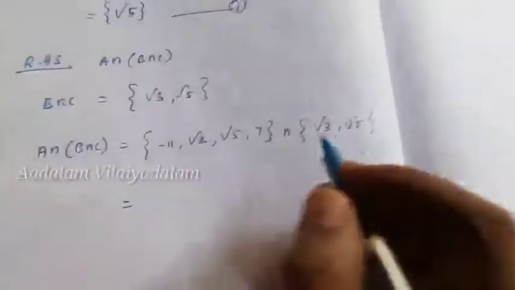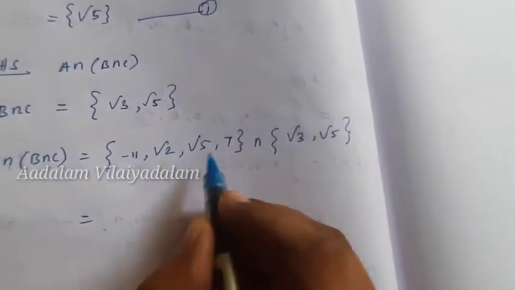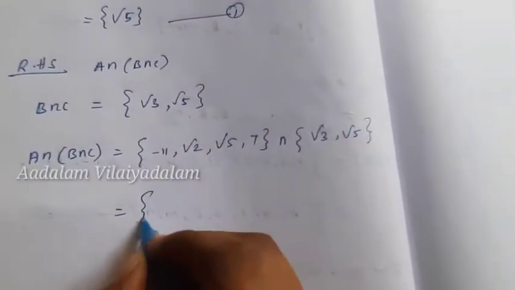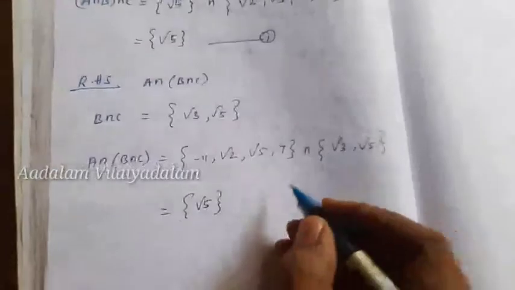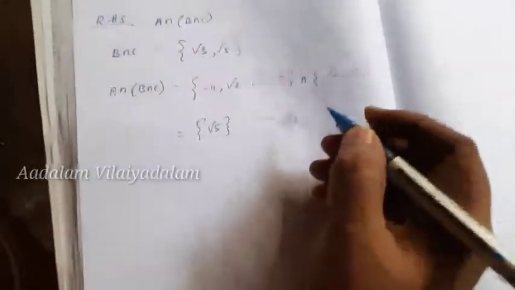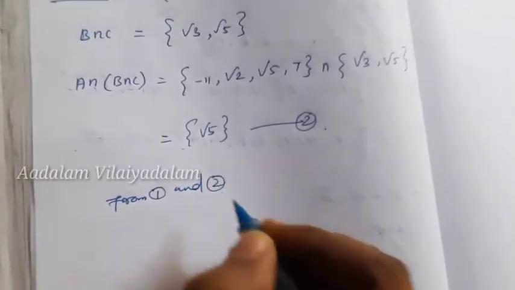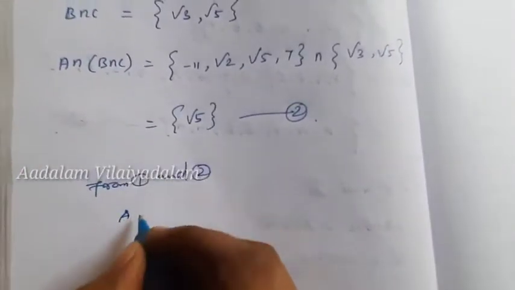Now the common element is not 1, 2, root 2; root 5 is the only common element. So root 5 is the only common element. Keep it as equation 2. Now we can conclude this from 1 and 2. From 1 and 2, what shall we write?